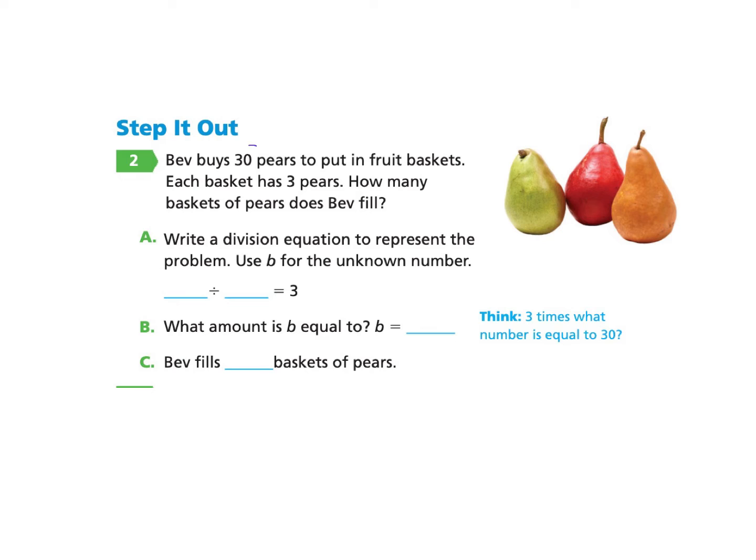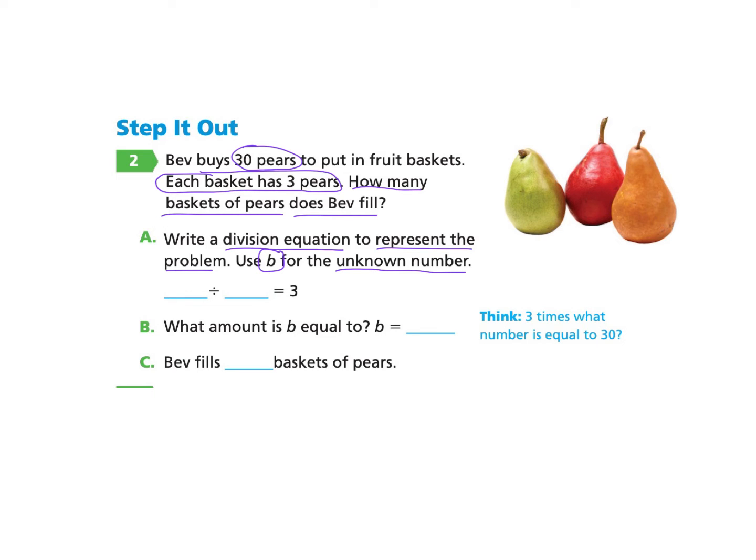Let's take a look at the next page, page 232, under Step It Out Part 2. Bev buys 30 pears to put in fruit baskets. Each basket has 3 pears. How many baskets of pears does Bev fill? Part A asks us to write a division equation to represent the problem, and they would like us to use B for the unknown number. If you'd like to try this on your own, go ahead and hit pause, and then you can come back and follow along with me.